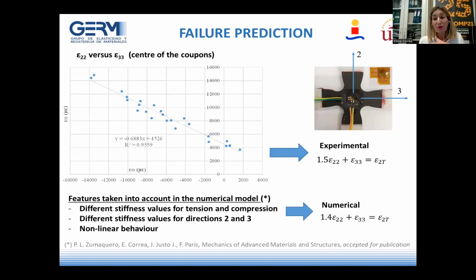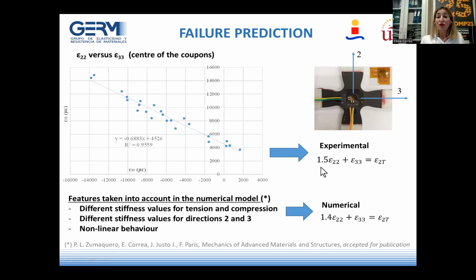As I said, we also measured the strains at the center of the specimen. Here we've got the results we obtained for both normal strains, and we detected an apparently linear tendency. So we took advantage of this tendency and performed a linear regression. And this is the equation that relates the strains at failure, including in this expression the value of the associated property.